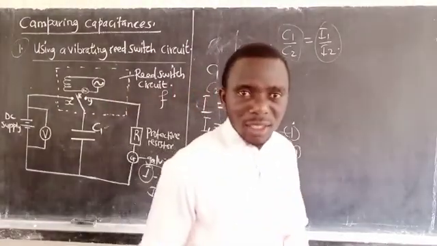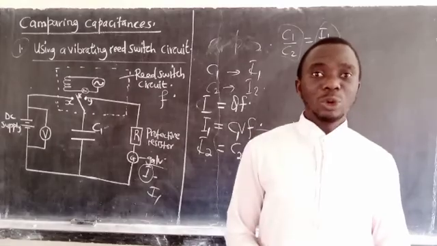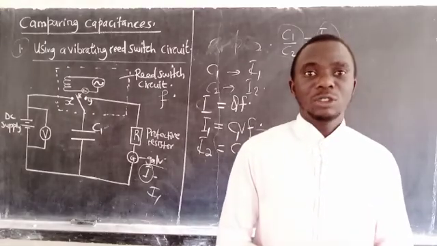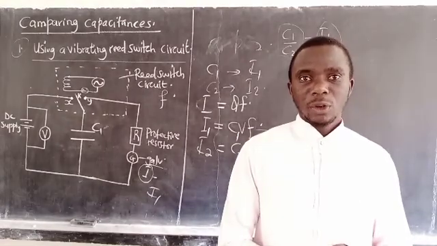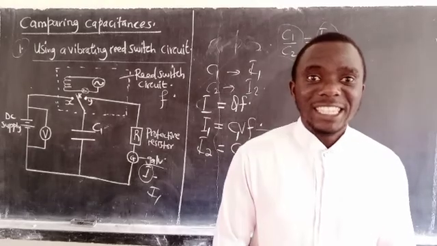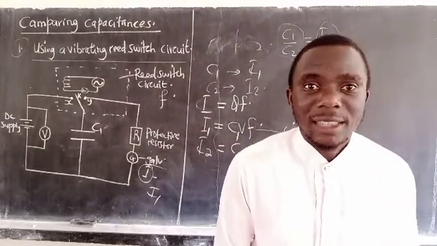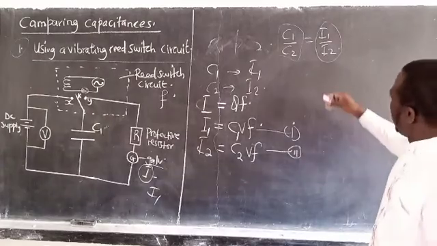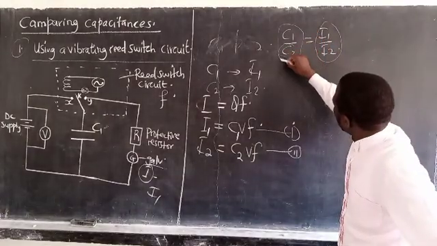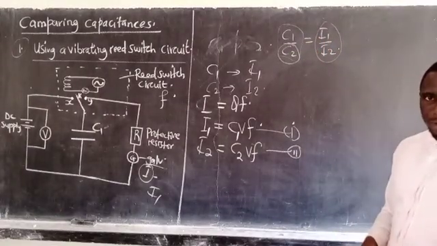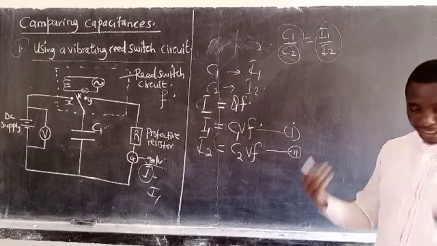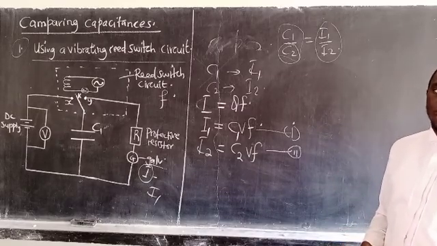Now, what if you need to know the capacitance of one of the capacitors? We use a standard capacitor. So for example, if this one is standard, it is known. A capacitor whose capacitance is known is what we call a standard capacitor.